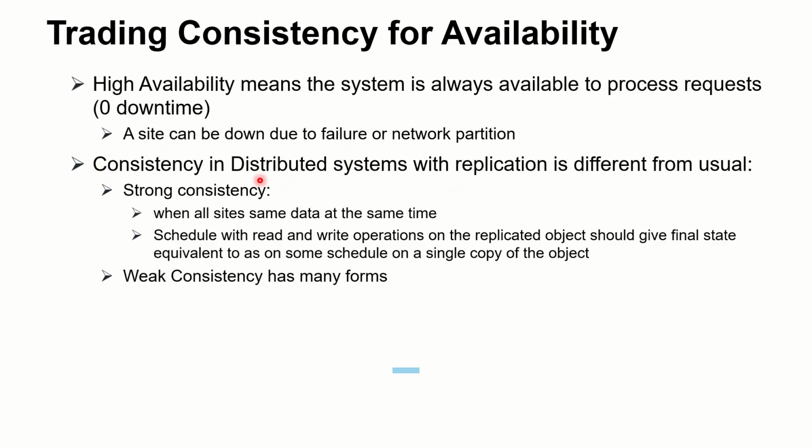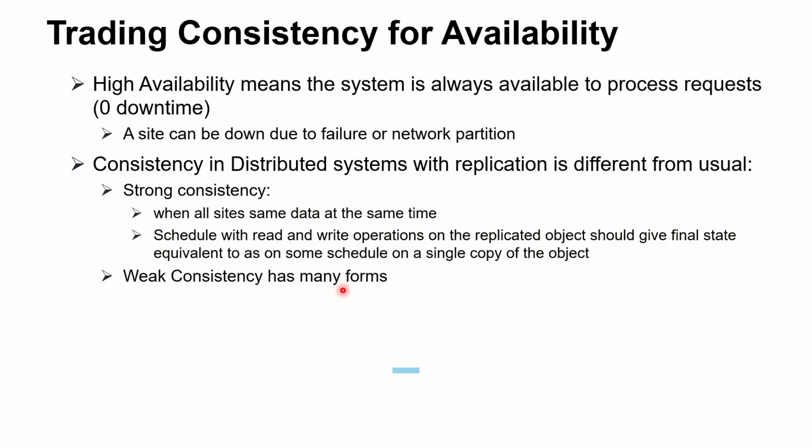And what is consistency? We have already seen what consistency is, but here strong consistency means all the sites have the same data at the same time. Whichever time I check the data, take data from any of the replicas, I would get the same data. So if all the sites have the same data, then our system is highly consistent. Also the schedule with read and write operations on the replicated data should give the final state equal to a serial schedule, that is the concurrency. So we need to maintain concurrency also for consistency.